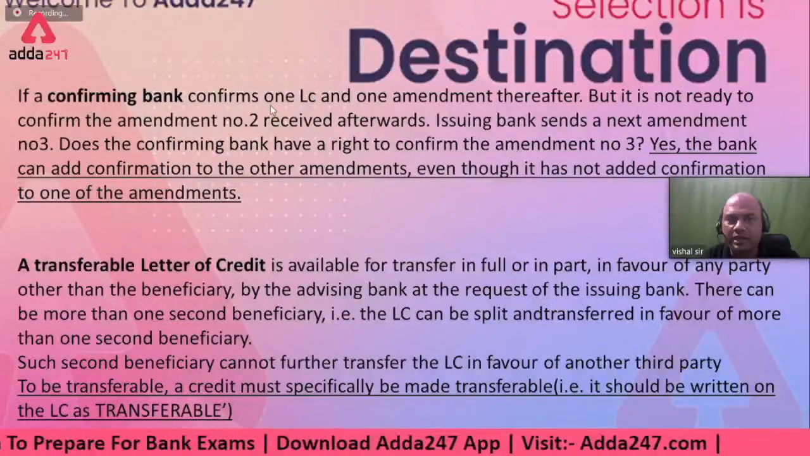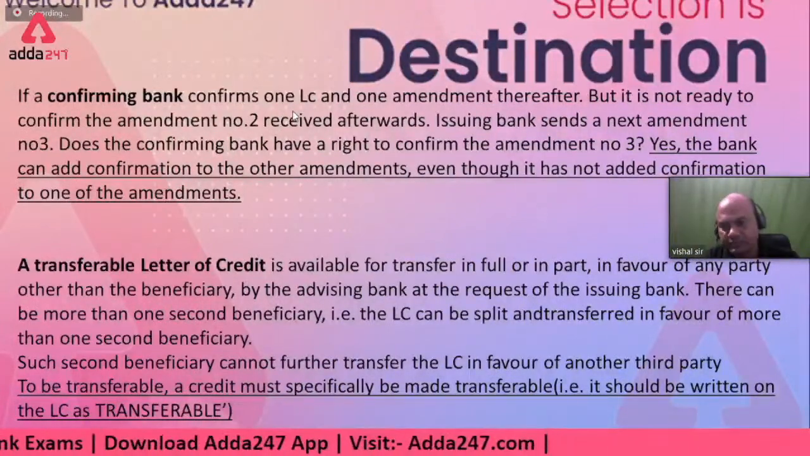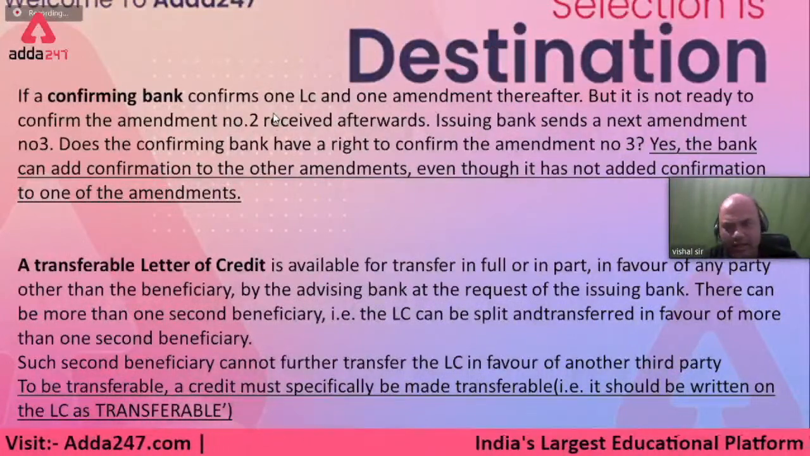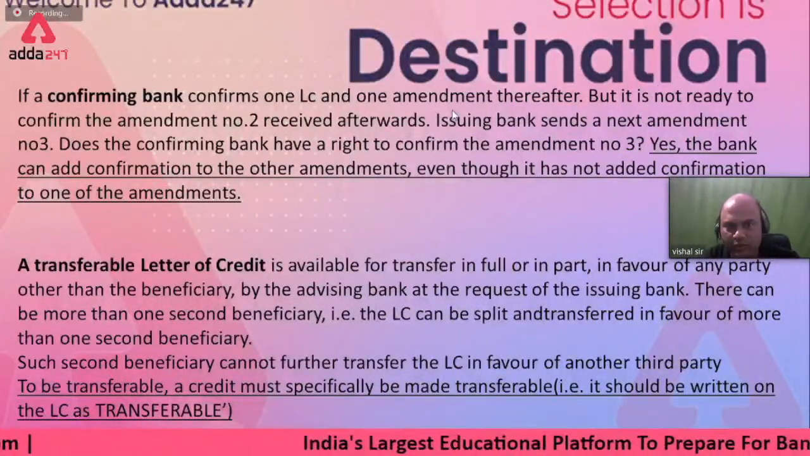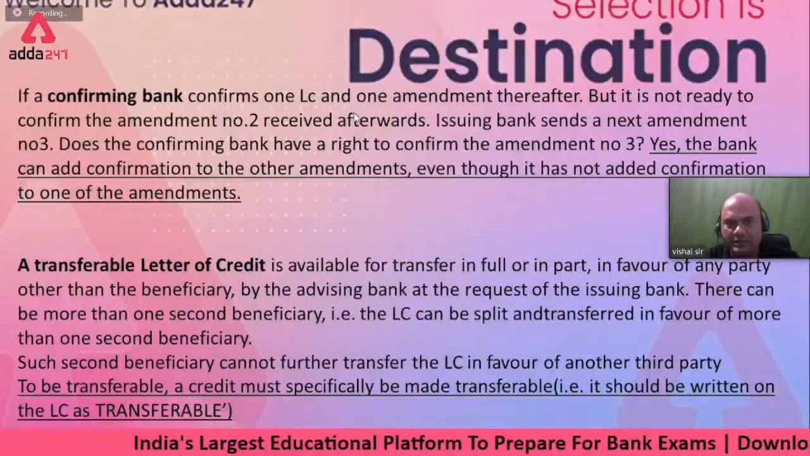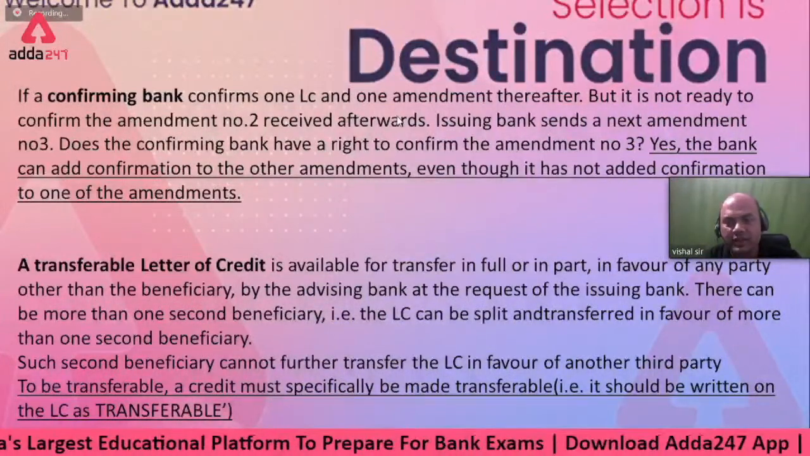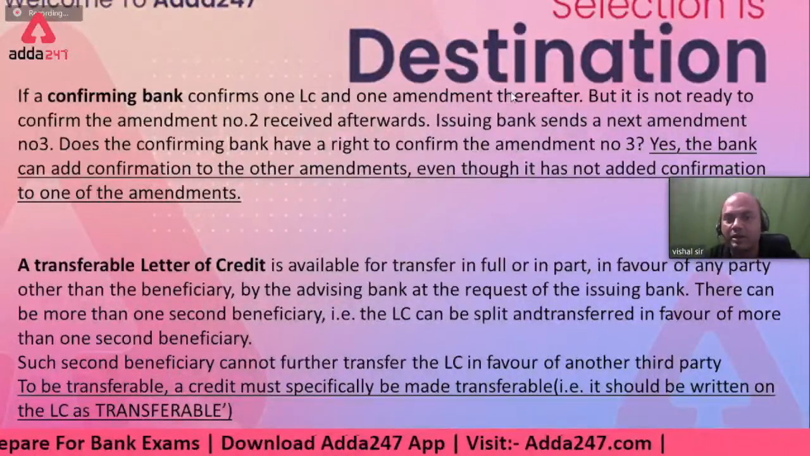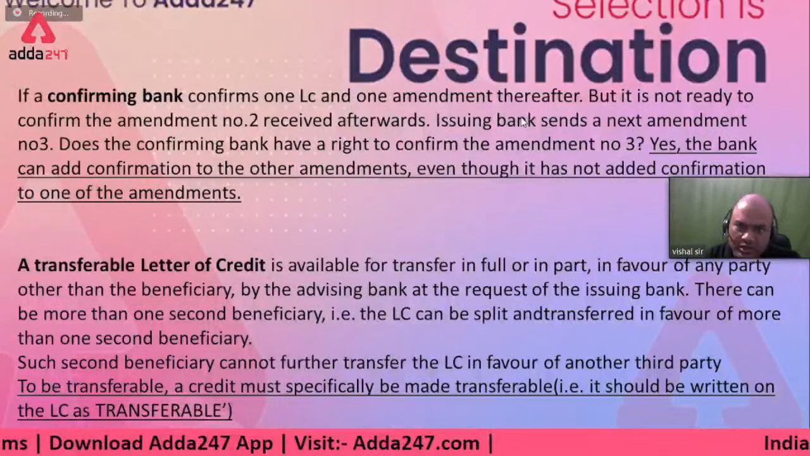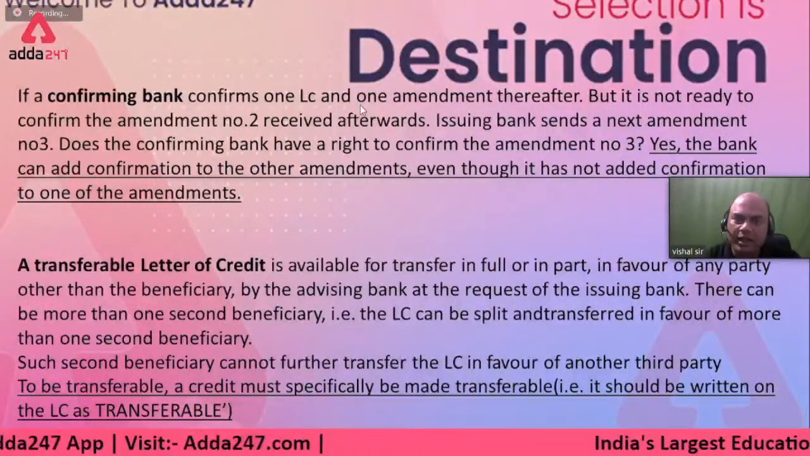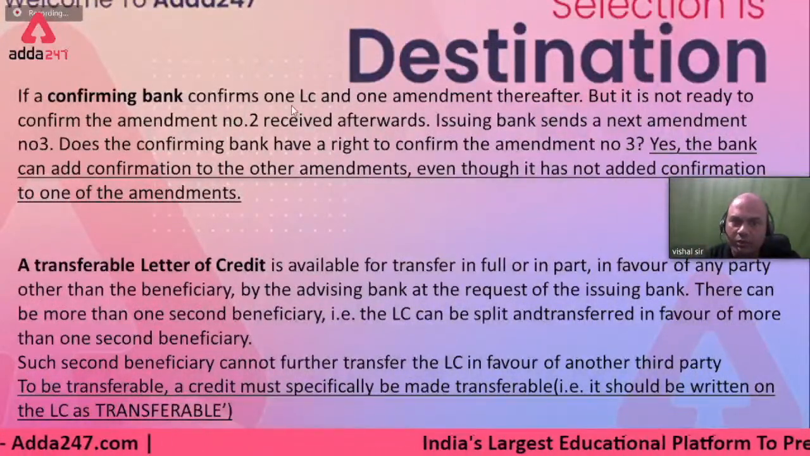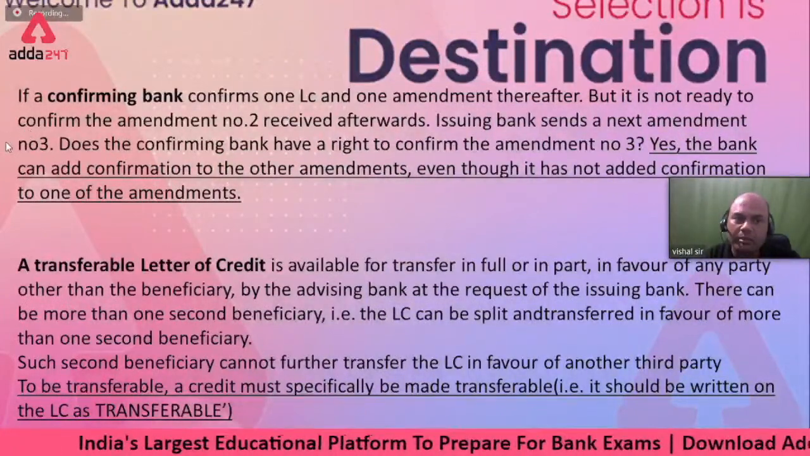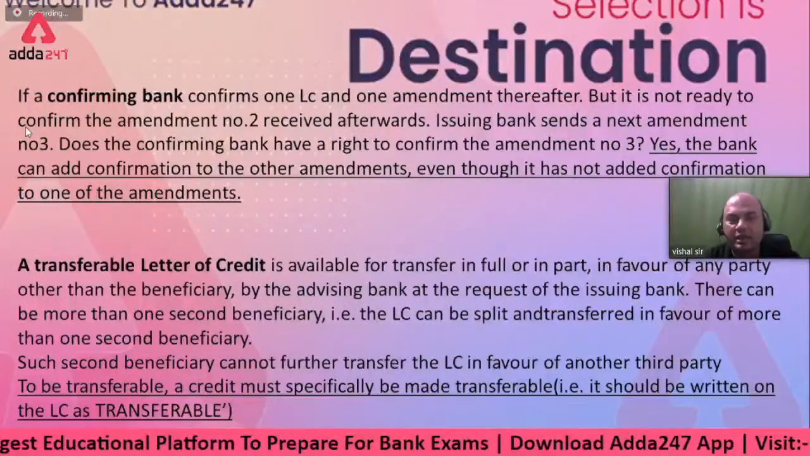and confirming bank is not ready to confirm that. Okay. So now the question doesn't end over here. It can happen that the confirming bank confirms one amendment, and the second amendment it doesn't confirm. Now the real question lies ahead. The issuing bank sends a next amendment, amendment number 3. Now the question is, if the confirming bank doesn't confirm amendment number 2, does it have a right to confirm amendment number 3? That is the real question.